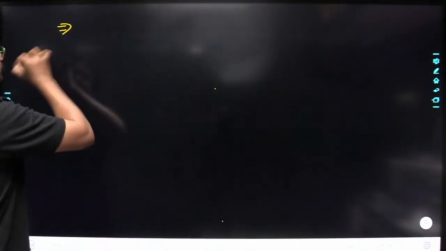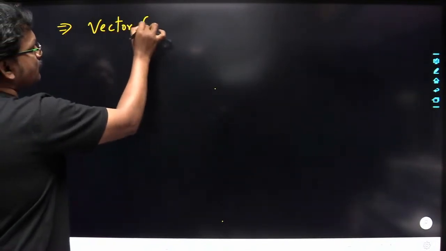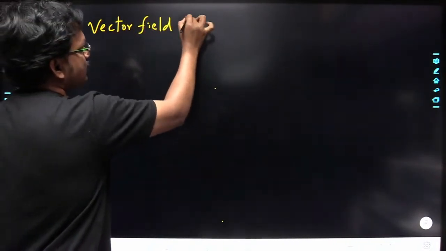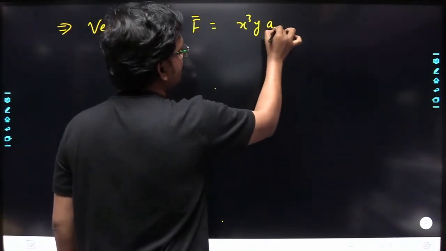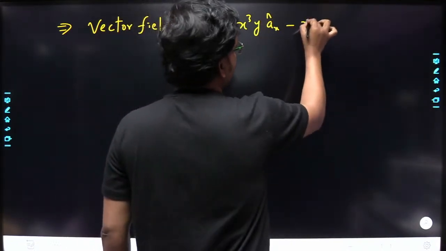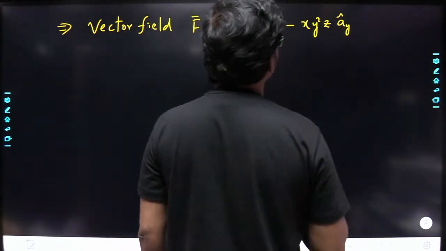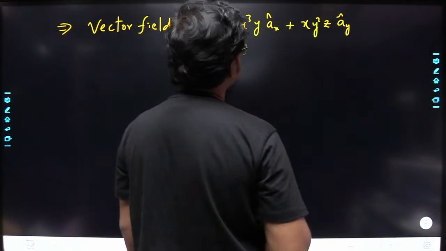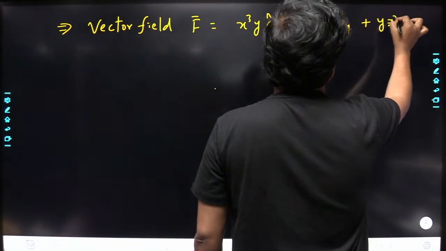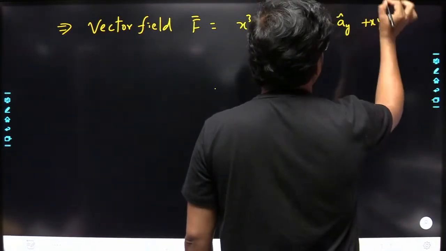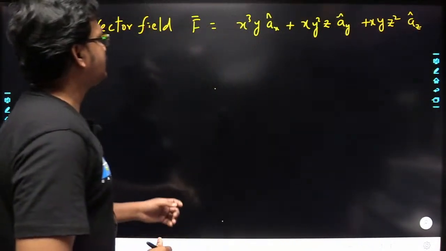Now let us consider a vector field. Vector field F bar is equal to x cube y ax cap minus x y square z ay cap. Okay, so you can write plus xy square z ay cap plus xyz square az cap. Right? So this is the vector field I have given here.